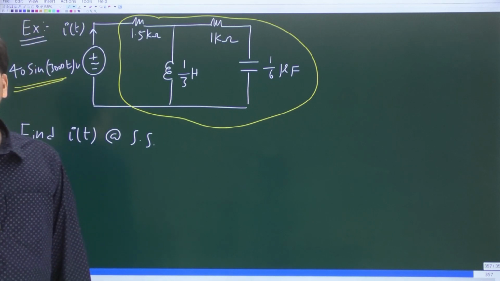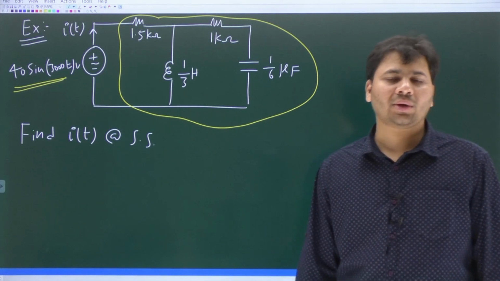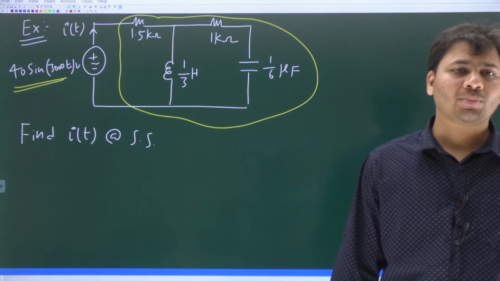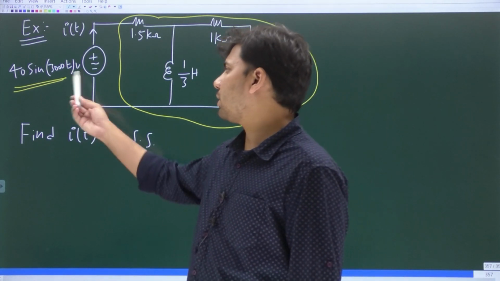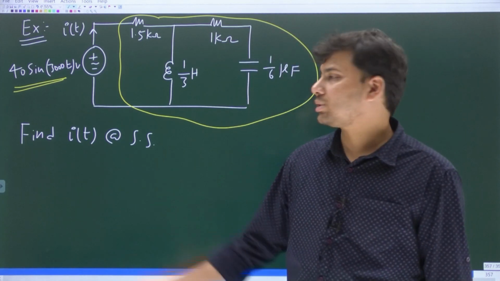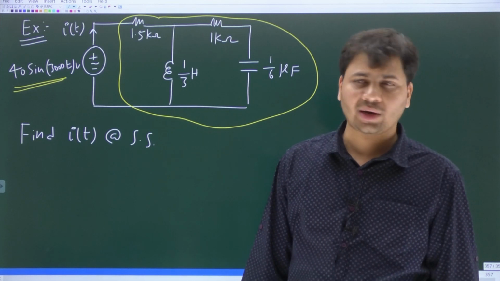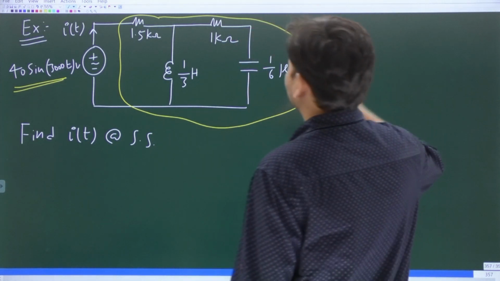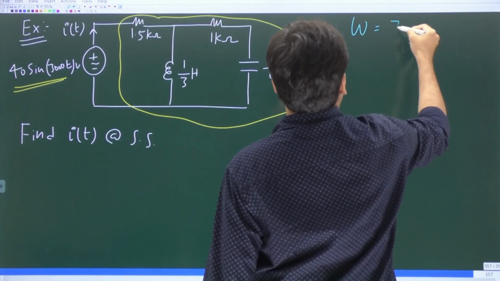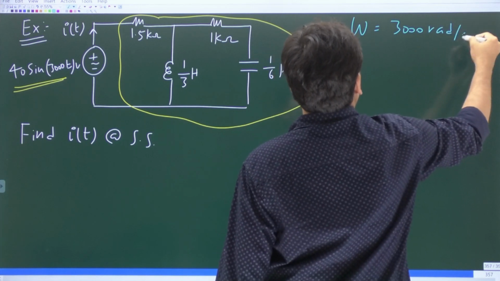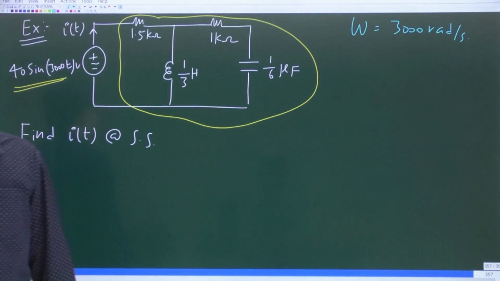So number one, what is the operating frequency of the circuit? I already told you, the operating frequency of any circuit is the same as the frequency of the input source that is driving the circuit. What is the input source driving the circuit? 40 sin 3000t volts. You can think of it as 40 sin omega t, where omega is 3000 radians per second. That is the operating frequency of this circuit.